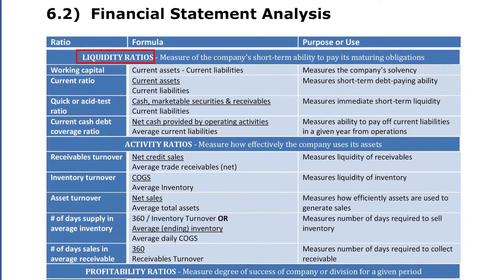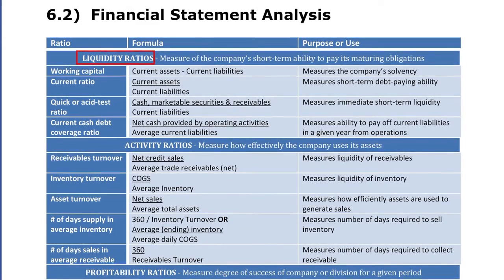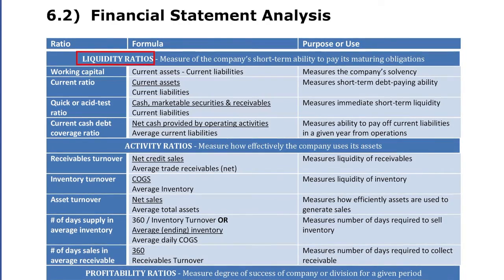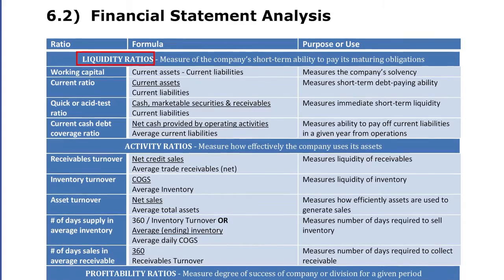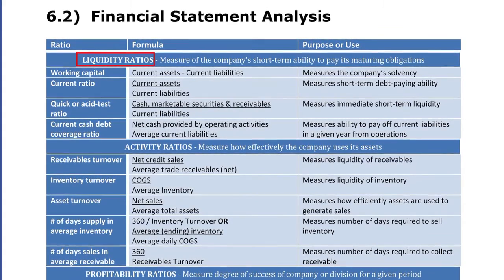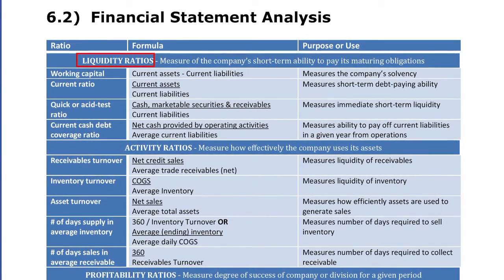So we're looking at working capital, which is current assets minus current liabilities. Current ratio, which is current assets by current liabilities. Quick or acid test ratio, that's a more stringent current ratio, where in the numerator we exclude inventory and prepaids. So we're left with cash, marketable securities and receivables. The denominator remains as current liabilities.